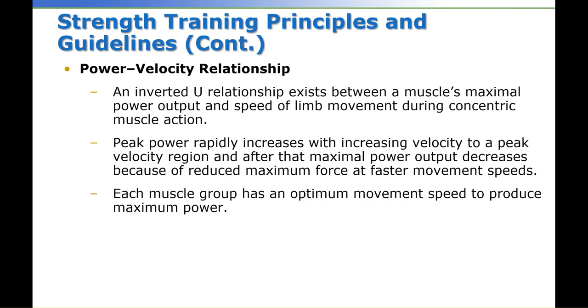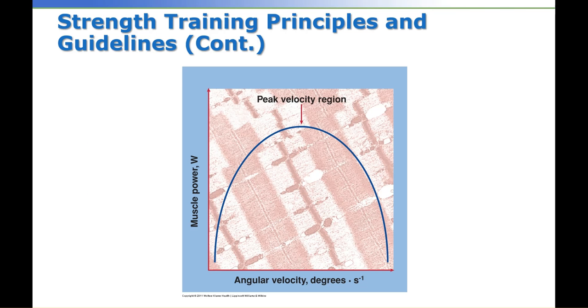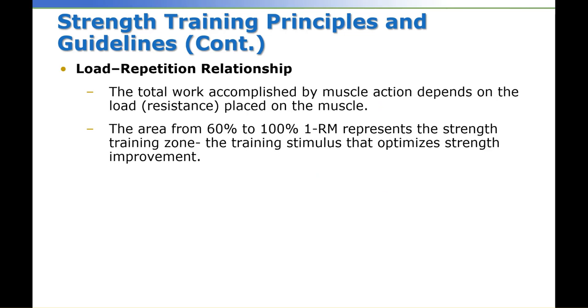So you have to do something quickly enough, okay, to be able to increase the power at a certain rate where it's efficient. But if you go too quickly, it's going to be too fast, and it's going to reduce max force. Each muscle group has an optimum movement speed to produce max power, and that's what this is here. See, it's a sweet spot right there in the middle where you have power and speed of limb movement.